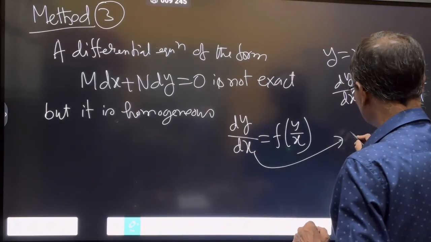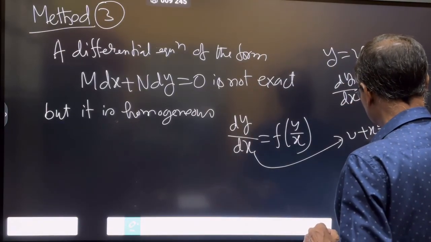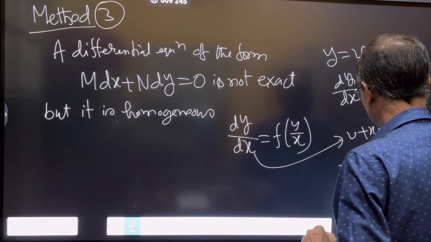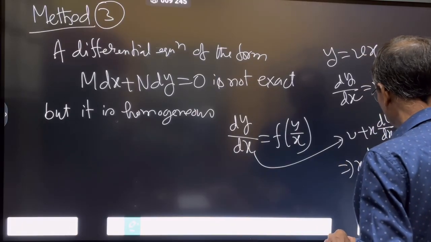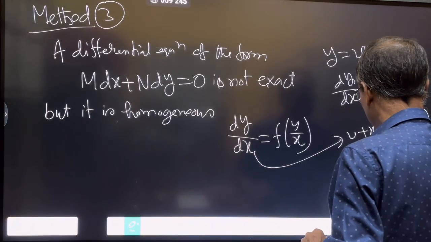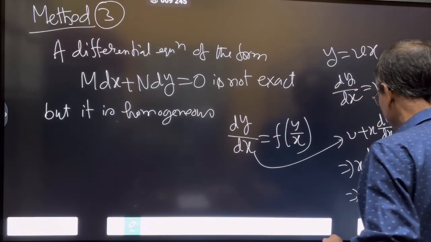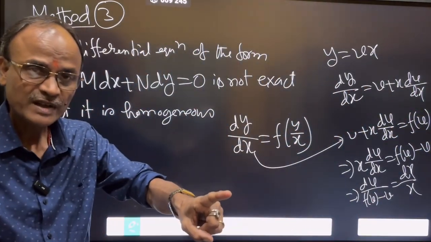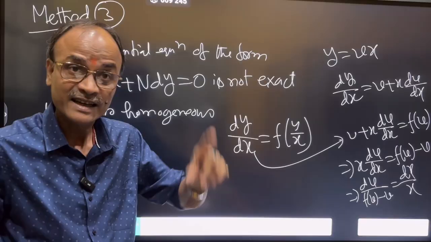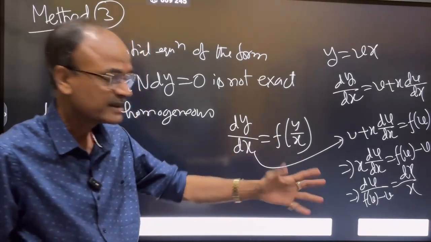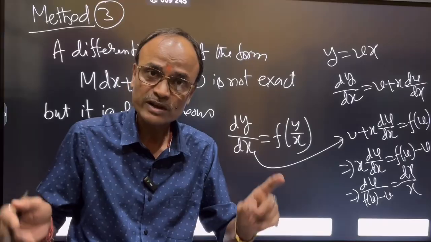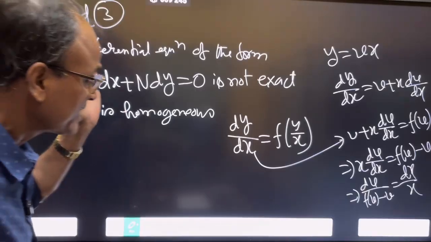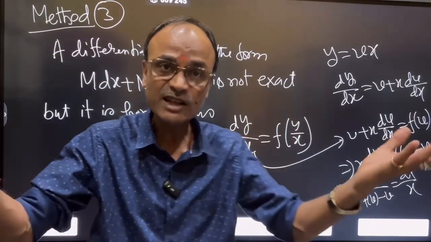Then put here v plus x dv by dx, this is nothing but f(v), or x dv by dx equal to f(v) minus v. You can easily separate the variables, and after separating the variables, just integrate it. Then you will find a relation between v and x. Then replace v by y by x. Then you will get the solution, which will include one arbitrary constant. This can be solved like this, but in an alternative way, such type of differential equations can also be solved.